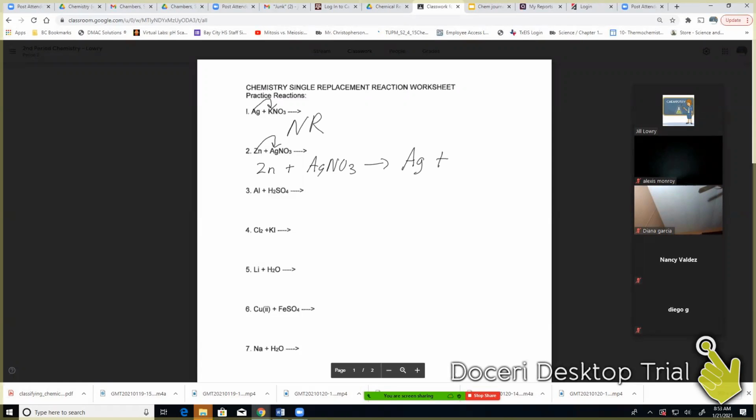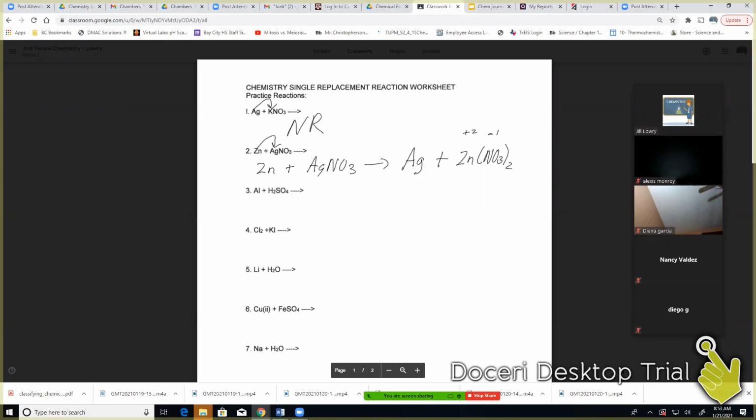I can't remember what nitrate is. I think it's a +1. So that formula is going to be Zn(NO3)2, because zinc is a +2 and nitrate's a -1. So remember when I write those, I have to do that to balance out the charges.